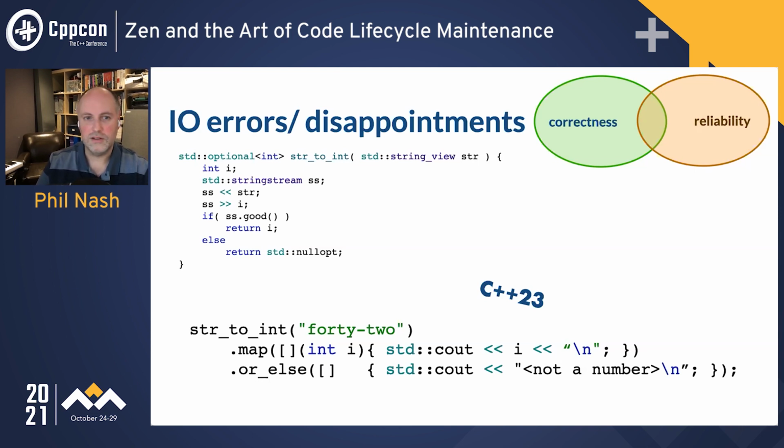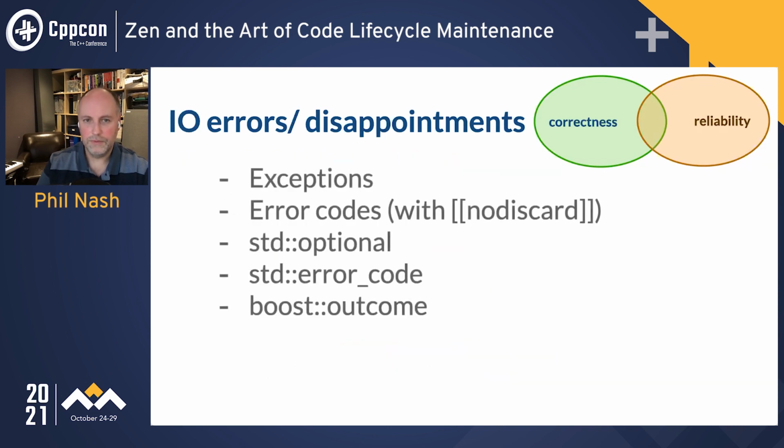So that's been adopted into 23. So we can look forward to that. Great. That's a good way to deal with this sort of thing. There are other things that we can do. We can just use error codes. As I say, ideally with no discard.